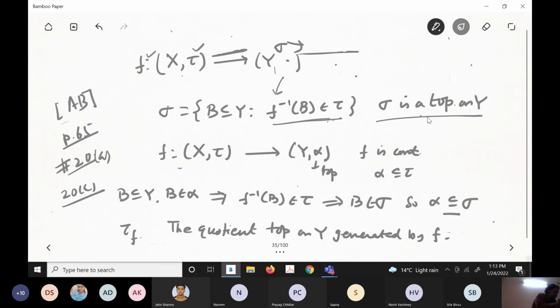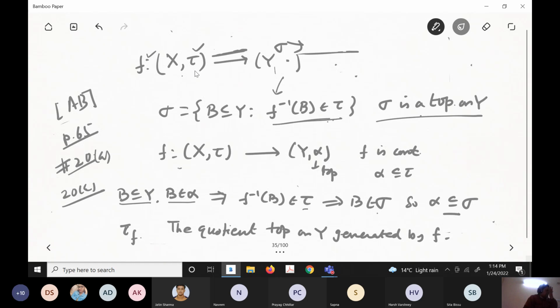And this is the strongest topology for which F is continuous. This is the proof. Take B a subset of Y, B belongs to alpha. Since I am assuming F is continuous, F inverse B belongs to tau. But by this definition, B belongs to sigma, so that alpha is contained in sigma. So this is the strongest topology for which F is continuous. This is called tau F because this depends on F as well as on tau.